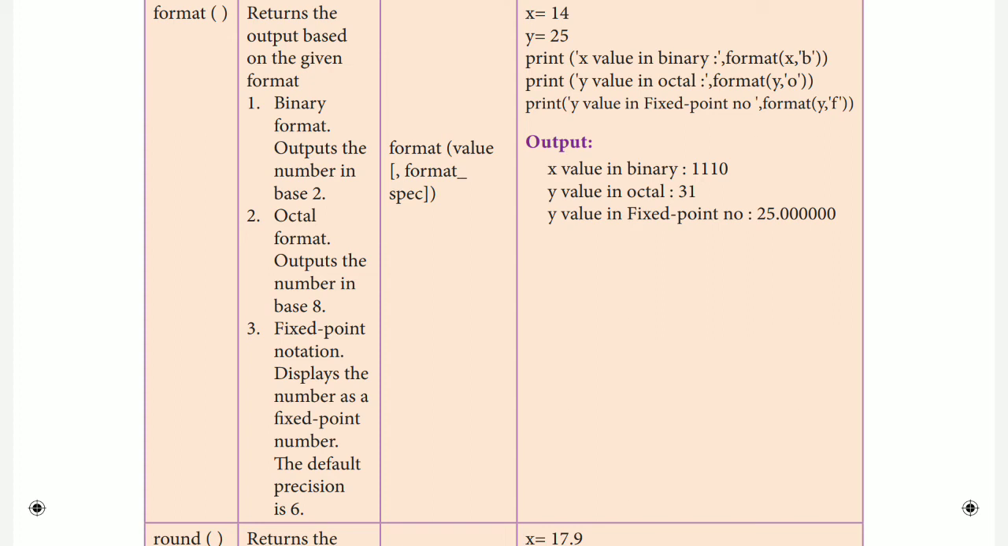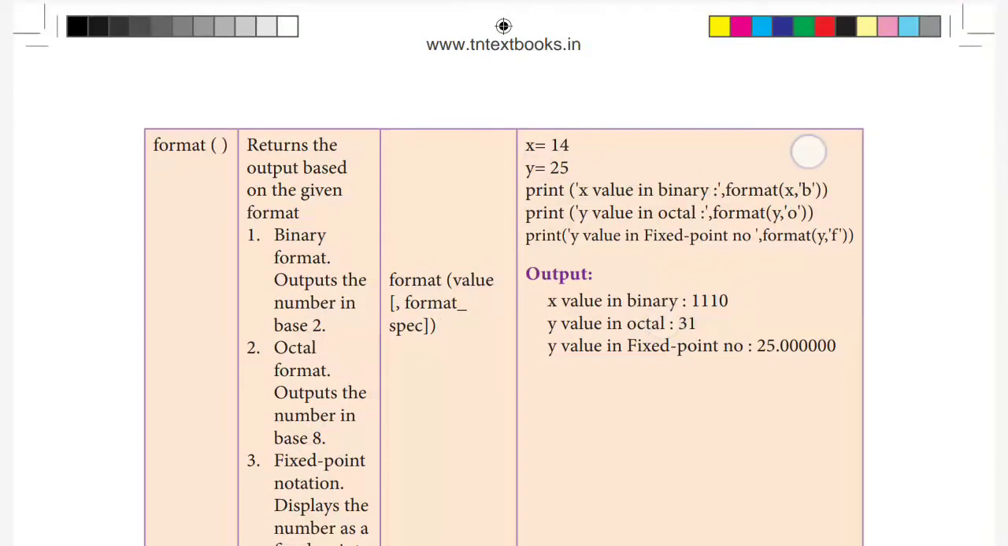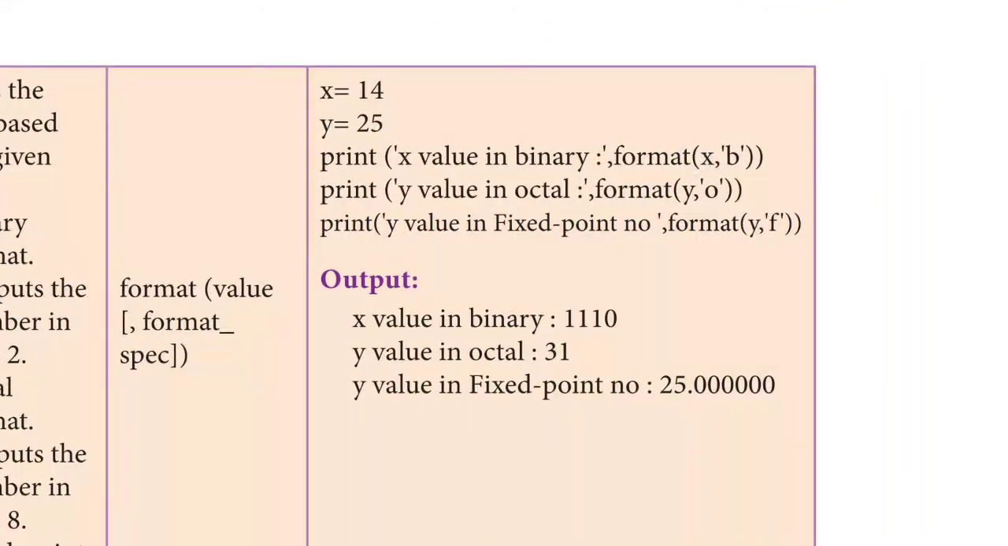Here you can see that they have used all three. So x is equal to 14 and y is equal to 25. So x comma b, this 14 will be converted into binary format and displayed in the output, and y comma o means octal format. This will convert the 25 into octal and display it as an octal number.